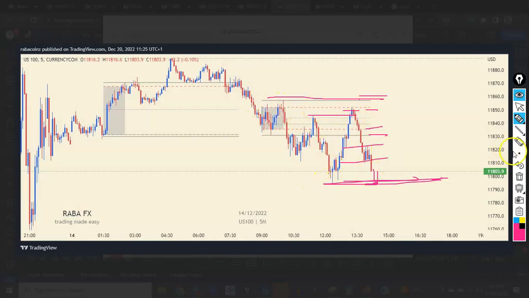Okay, so let's continue to the next entry model.